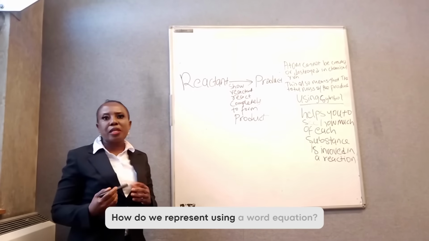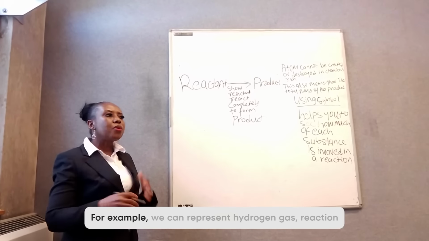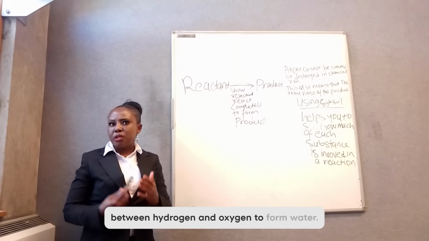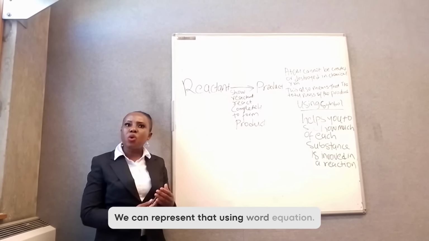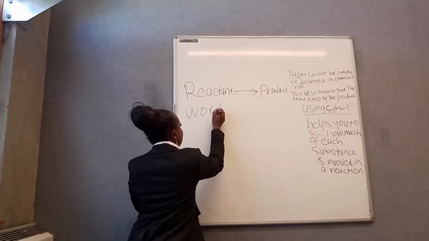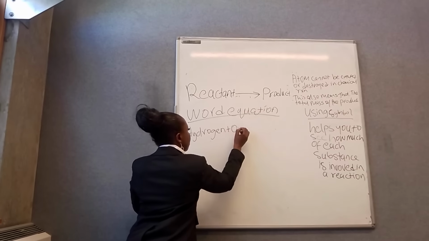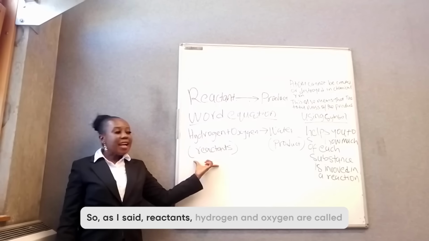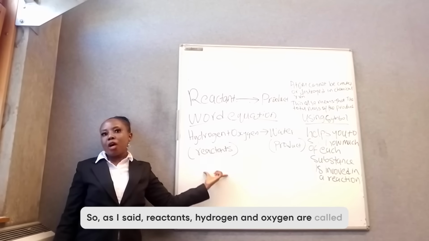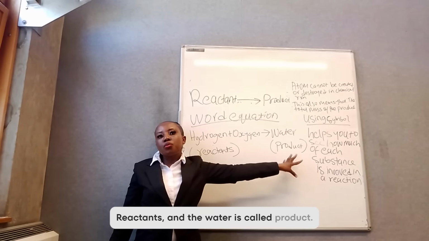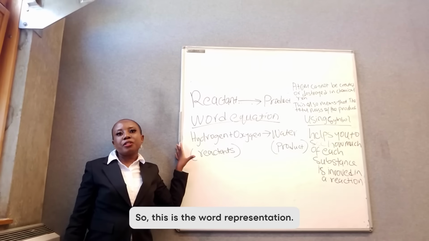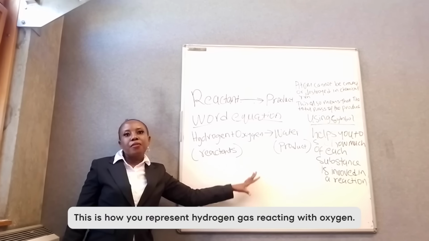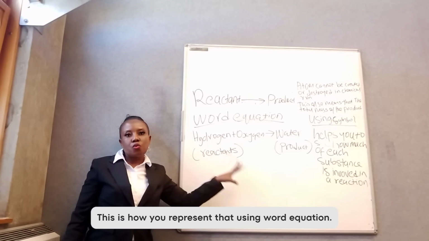How do we represent using a word equation? For example, we can represent the reaction between hydrogen and oxygen to form water using a word equation. So, as I said, hydrogen and oxygen are called reactants, and the water is called the product. So this is the word representation. This is how you represent hydrogen gas reacting with oxygen using a word equation.